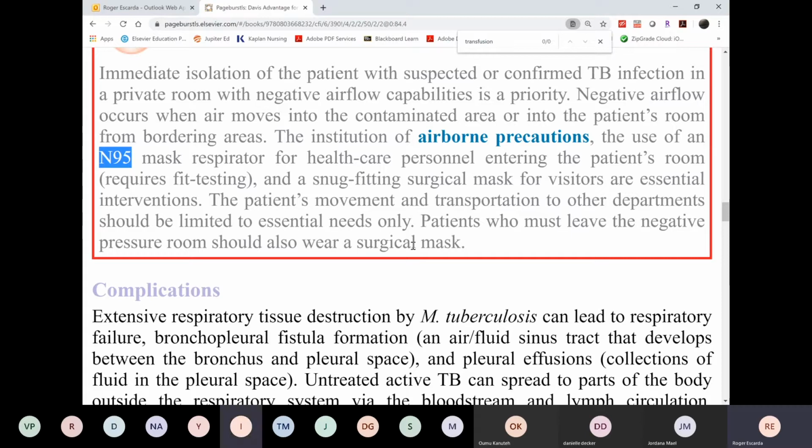So all they can do is wear a snug fitting surgical mask, both the patient and the visitor. Okay. And it's the same if the patient has to leave, meaning there's a procedure we have to do. We can't do it in the room. They have to go to the procedure center. Then they'll have to wear a mask.